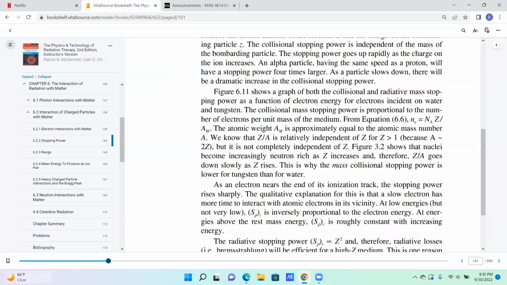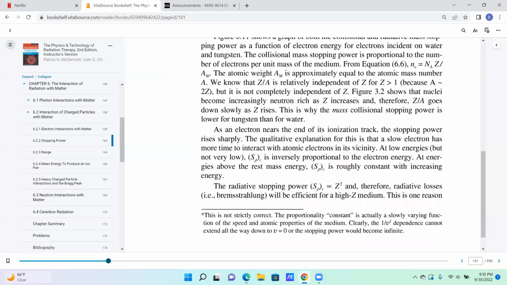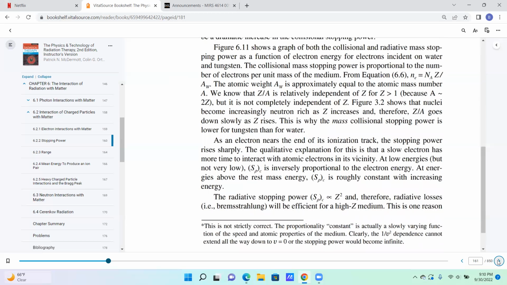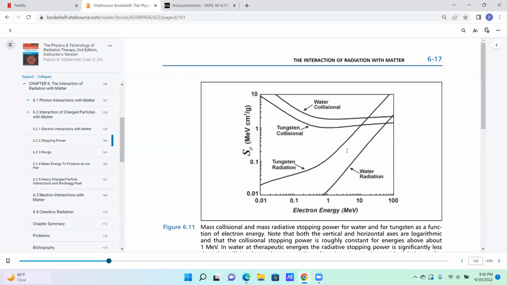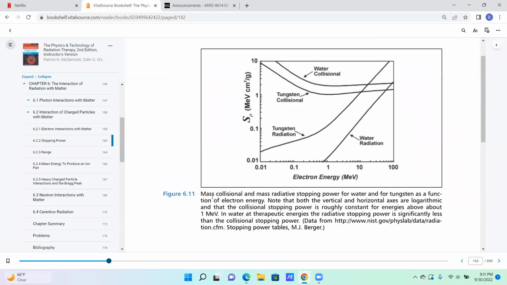And so in 6.11, which we will get to here, you're basically seeing the mass collisional and mass radiative stopping power for water and for tungsten. So you have 2 different materials here. You've got water and you've got tungsten.